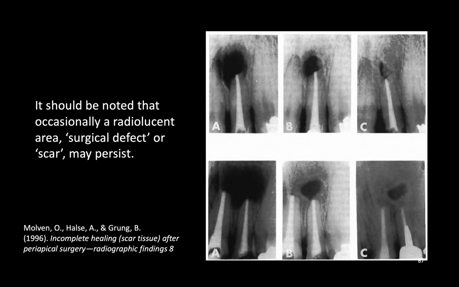So if the patient's symptoms have disappeared, but we are seeing a radiolucent area around the apex, then we should make sure that we follow up the patient later on and make sure that this is not a lesion. It can be a scar tissue only.